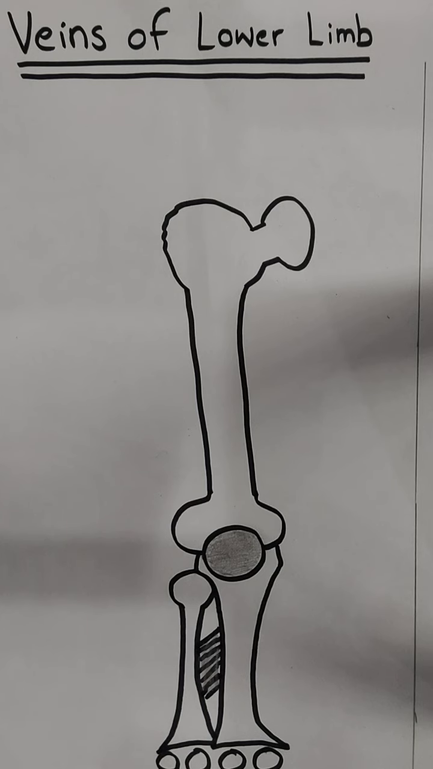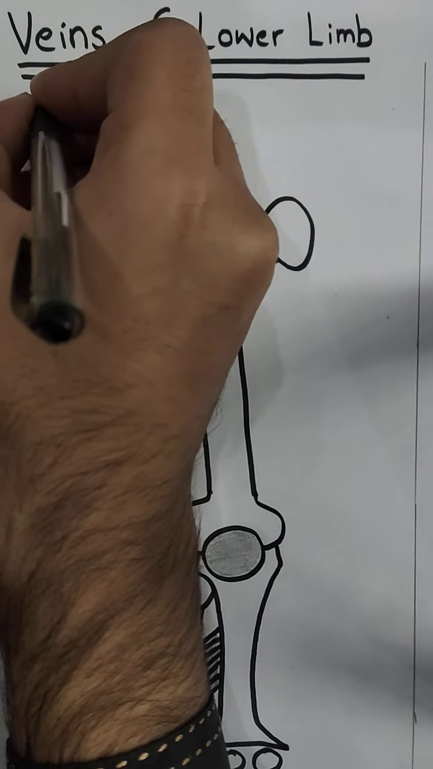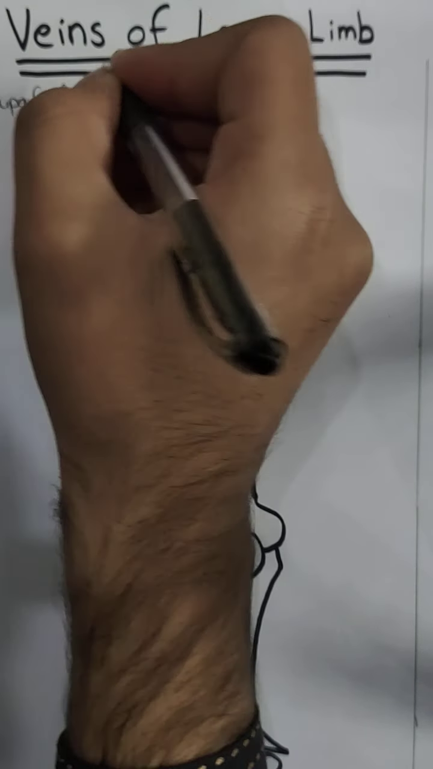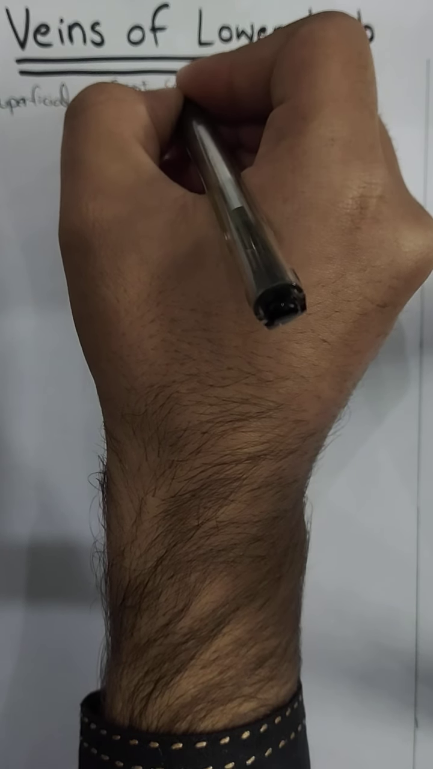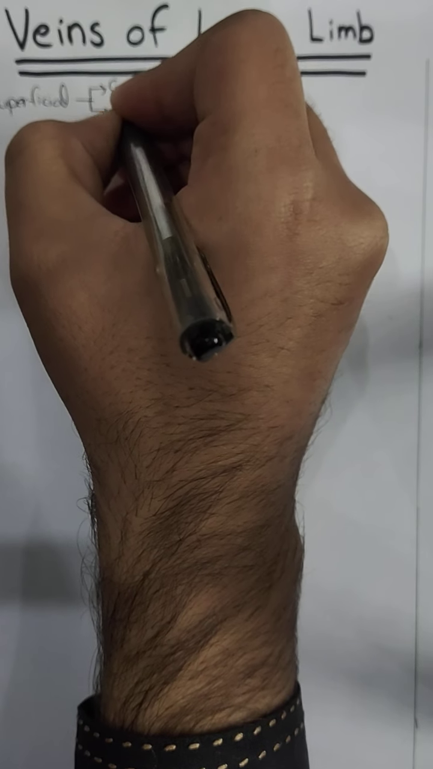So first of all, we must know that there are two types of veins, the superficial veins and the deep veins. There are two superficial veins of the lower limb, and these are the great saphenous and the small saphenous vein.